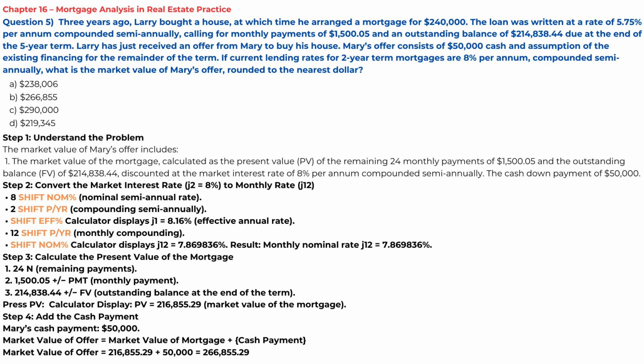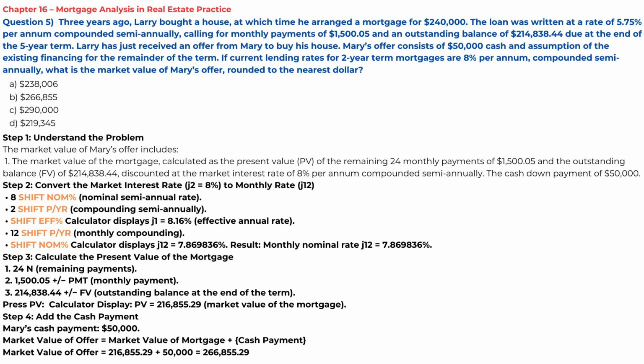Step 3. Calculate the present value of the mortgage. 24 N, remaining payments. 1,500.05 plus/minus sign, and press PMT, monthly payment. 214,038.44 plus/minus sign and press FV, outstanding balance at the end of the term. Press PV, calculator displays 260,855.29. This is the market value of the mortgage.